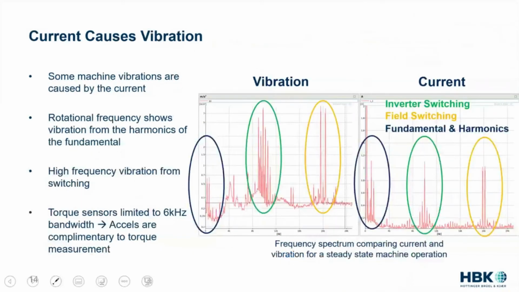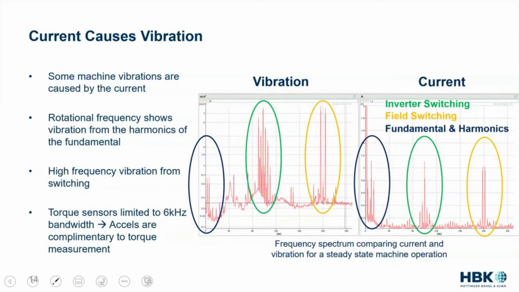So let's start looking at some accelerometers. Current and vibration can really be looked at side by side in a lot of circumstances. Torque sensors do have a limited bandwidth. The HBM torque sensors go up to 6 kilohertz. So for things beyond that, for characterizing torque, but also noise and vibration, accelerometers and microphones are very useful.